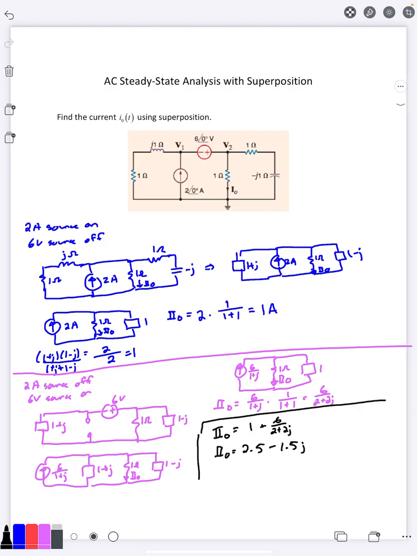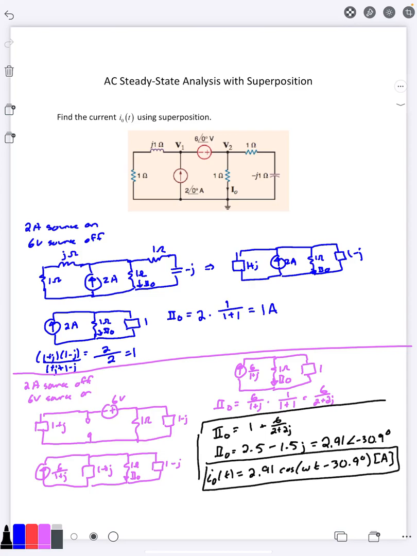And so now that we have our I0 in terms of phasor, we can go ahead and convert it to polar form here. And that's going to give me 2.91 angle negative 30.9 degrees. So that means our final answer, as we saw before, is I0 of t is 2.91 cosine, still don't know omega t, minus 30.9 degrees in terms of amps. And there we have it.